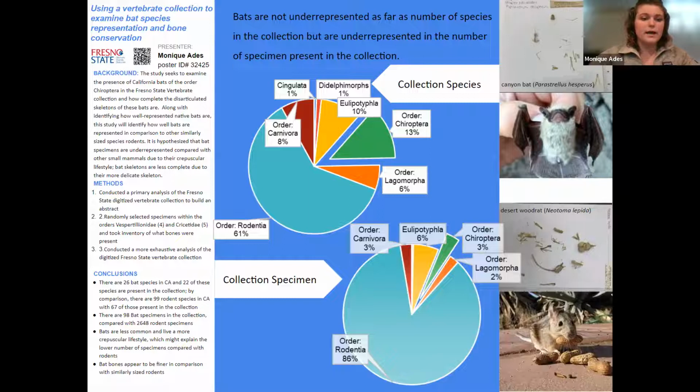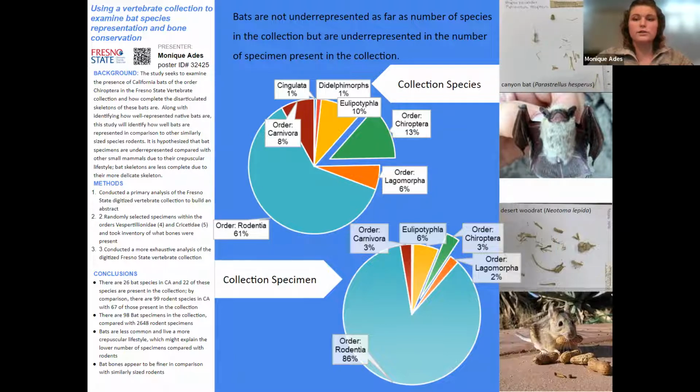The other findings we had: there are 98 bat specimens in the collection, while there are 2,648 rodent specimens in our collection. Again, that plays into my original hypothesis that bats are going to have far fewer specimens because of their lifestyle and the fact that they are harder to get to and harder to find.